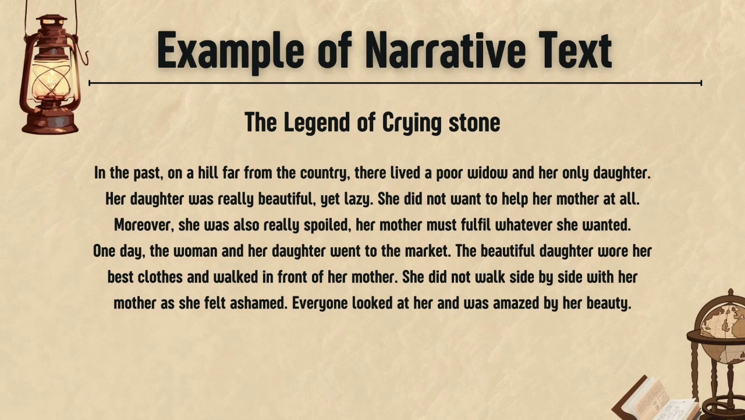This is an example of a narrative text in the form of a legend entitled The Legend of Crying Stone. Source: 11th grade Advanced English book, Independent Curriculum. You can read it.